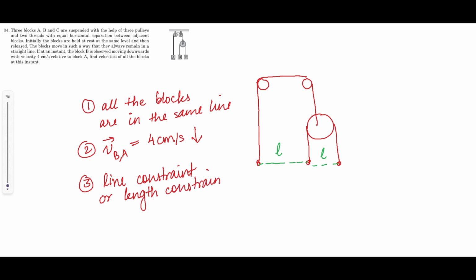To start with the problem, we'll first assume that block A is moving upwards and has moved a displacement of magnitude a. Similarly, block B has suffered a displacement of magnitude b, and block C has suffered a displacement of magnitude small c. If block A is moving in a certain direction, this pulley would also move in an equal and opposite direction. So it must have suffered a displacement of magnitude a, but in the opposite direction. The first constraint is that all the blocks are in the same line after this motion.